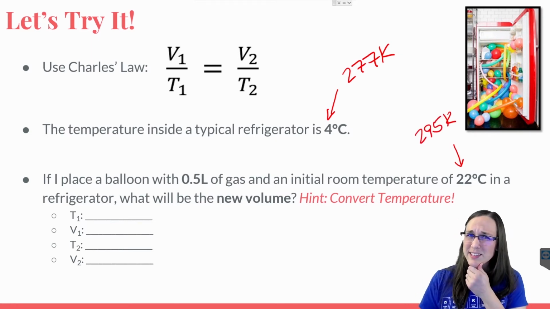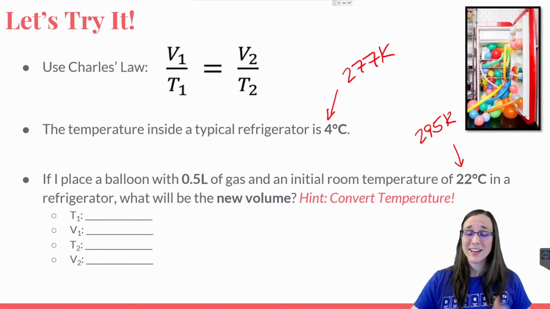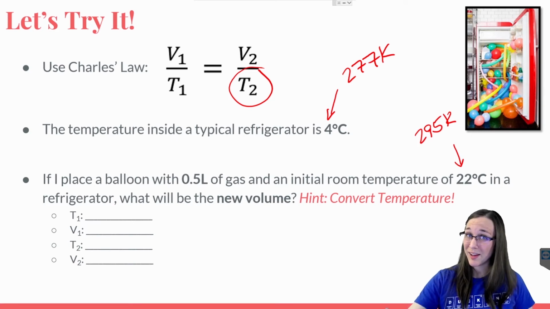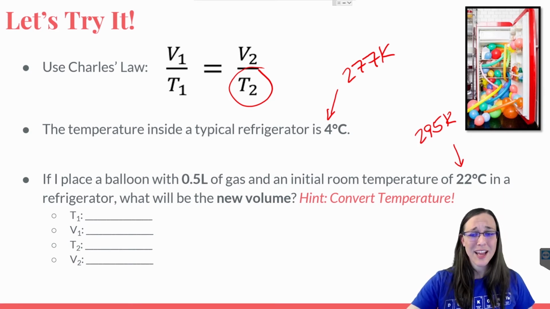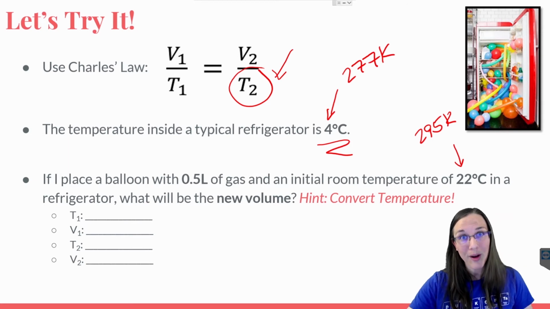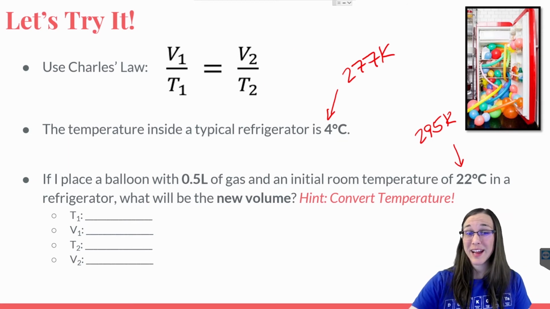Why do we have to convert this to Kelvin anyways? Hopefully you recognize that we are dividing, and you can have 0 degrees Celsius, but you cannot have 0 degrees Kelvin. You can't divide by 0 in math, which is why we have to convert these Celsius degrees to Kelvin before calculating.